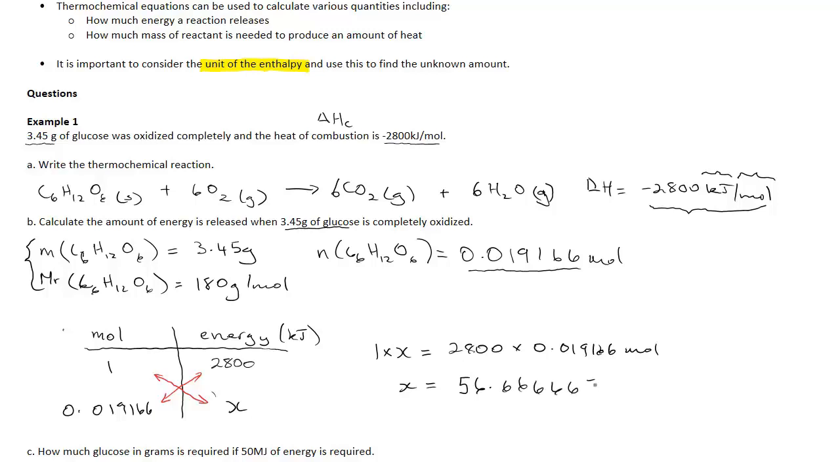56.6666 and so on. And that's actually the kilojoule value. Okay, so that's in kilojoules. So essentially, now we have to look at the significant figures. Significant figures are important to consider in the question. They will dictate the accuracy of your answer. In this case, we have 3 significant figures in the 3.45.